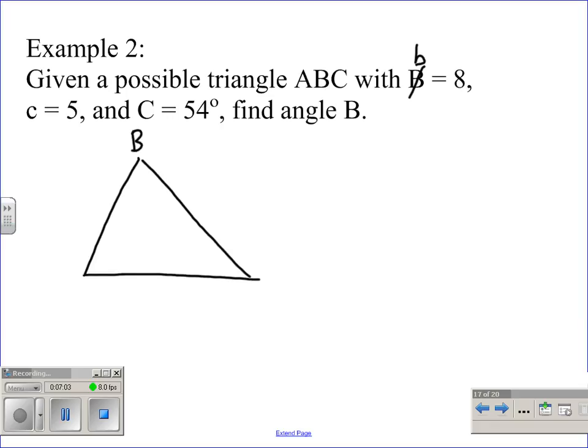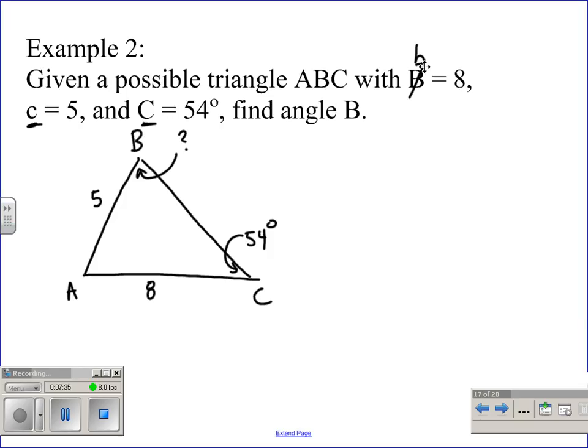So let this be B, and this is what we're looking for. This is 5, so this would be C, and this would be 54 degrees. And I know that because of the lowercase c and the capital C. And we know that this is 8, and this would be angle A. Okay, now that we have that set up, let's go ahead and see what we have here.